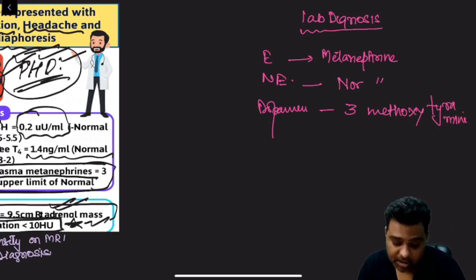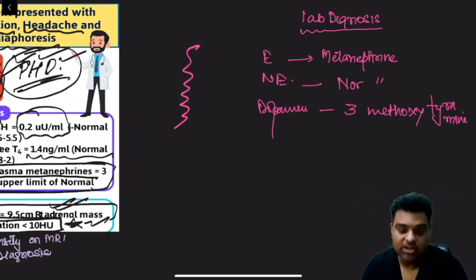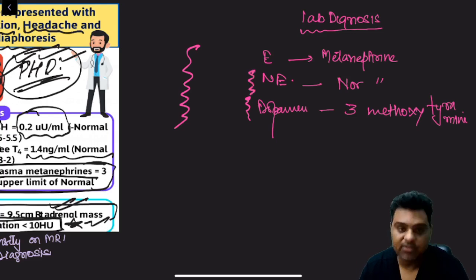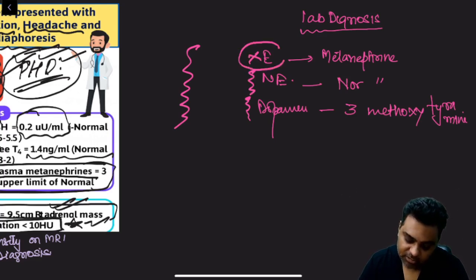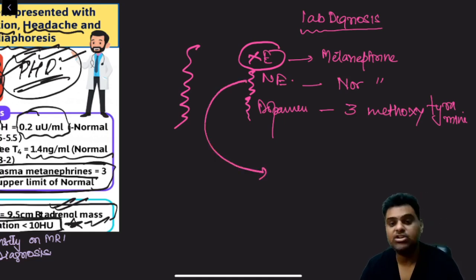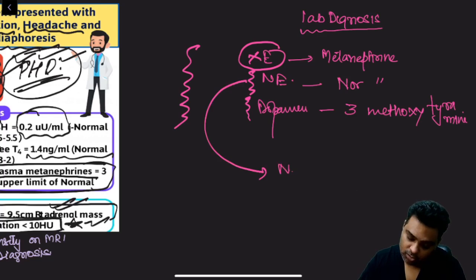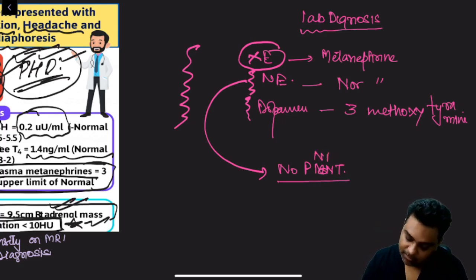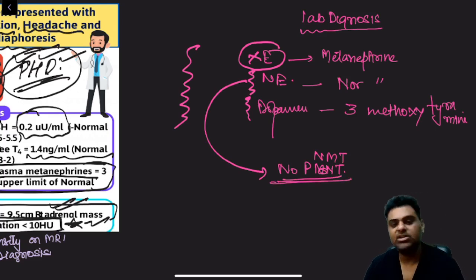So I have told you there can be pheochromocytoma which will be secreting all the three. There can be pheochromocytoma which will be secreting only dopamine. There can be pheochromocytoma which will be secreting norepinephrine, but there is no pheochromocytoma which just secretes epinephrine. And which pheochromocytoma only secretes norepinephrine? The one which has no PNMT, that is phenylethanolamine N-methyltransferase. Okay, and where are they present? They are present extra-adrenal.